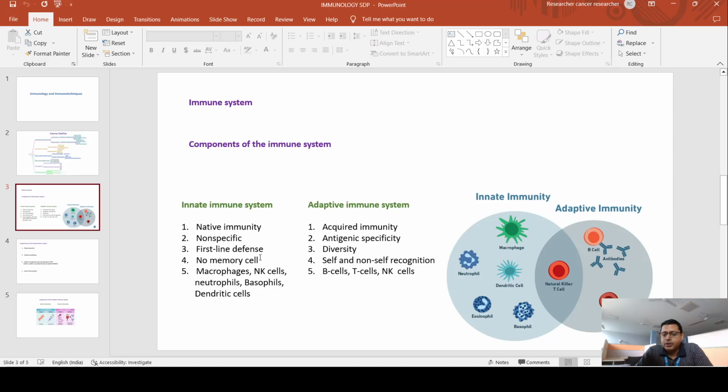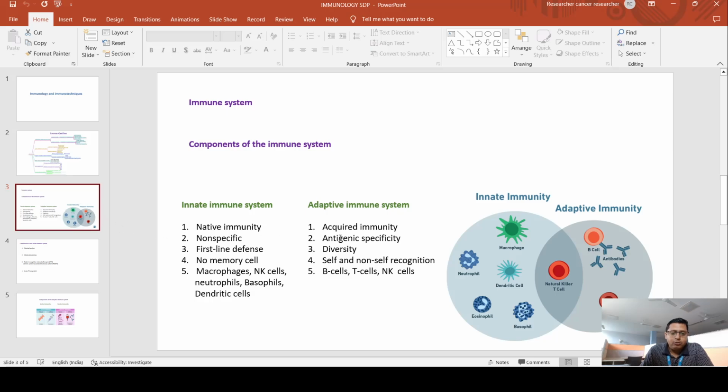Then the second is the adaptive immune system. The adaptive immune system is the acquired immunity. Acquired immunity means that when the body of an organism is exposed to any foreign pathogen, bacteria or virus, the body will try to produce antibodies. It develops the immune system according to the exposure to different pathogens, bacteria or viruses. So this immunity is developed according to the experience of the immune system. That is why it is known as acquired immunity.